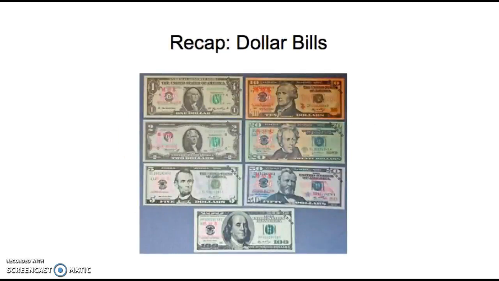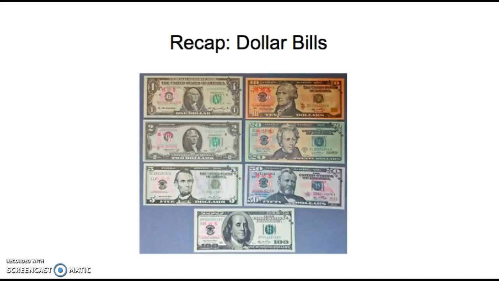Okay, we also need to take a look at dollar bills. Dollar bills can include $1 bill, $2 bill, $5 bill, $10 bill, $20 bill, $50 bill, or $100 bill. It just depends on what you're buying or what you're giving to someone else on which one you would use.